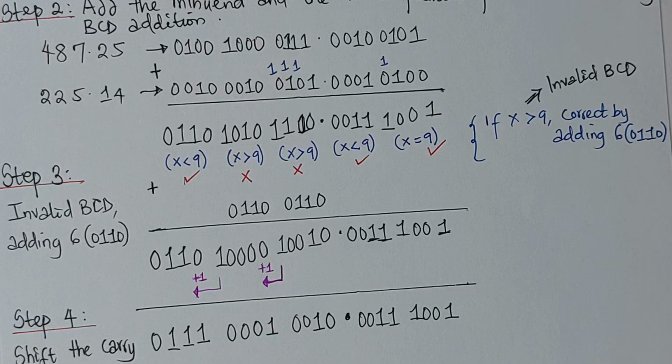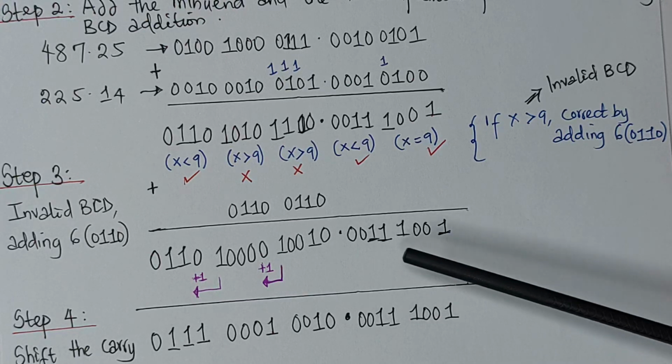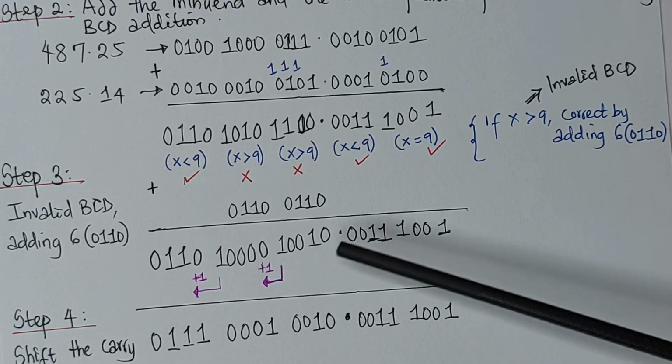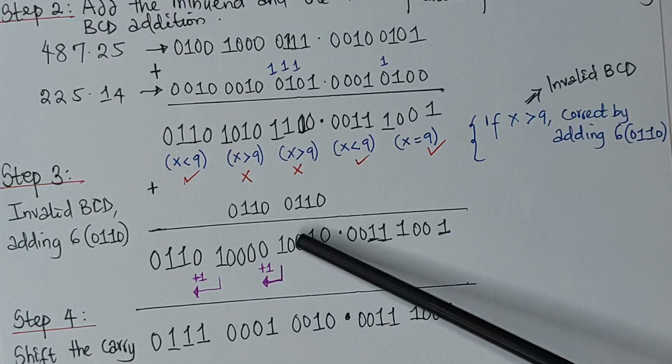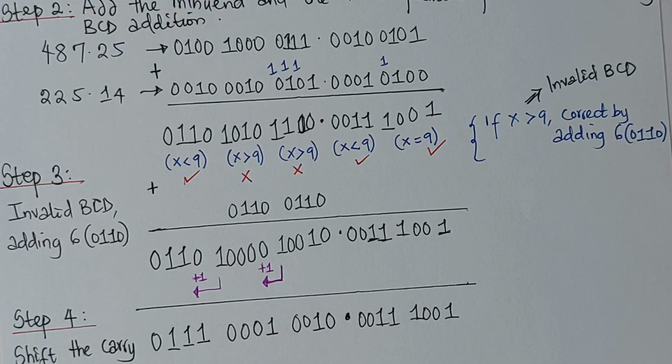Step 4 says identify if there is carry, and then what do? If there is carry, you move it to the next bit. But how do you know carry exists? Now I'm going to show you. Like I just said, these places had 4 bits, but this place had 5 bits. That's to tell us that carry exists.